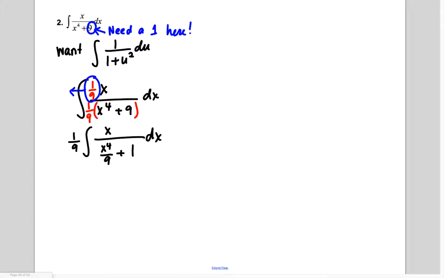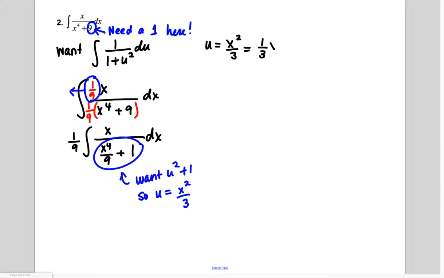We want this bottom to be u squared plus 1. So u is equal to, so Kellen, this is what you're asking. So you're going to take the square root of that x to the 4th over 9. So what should u be then? X squared over 3, right? All right, so it's x squared over 3, which I'm going to write as 1/3 x squared because, you know, some people try to do the quotient rule on that stuff. Don't do the quotient rule.